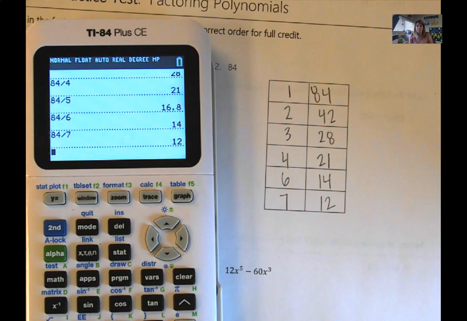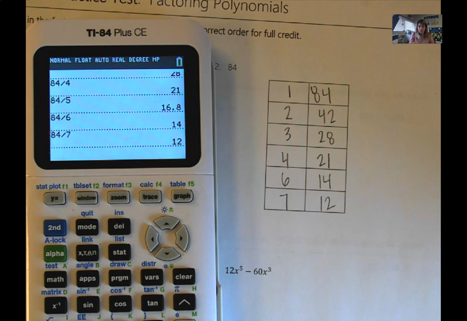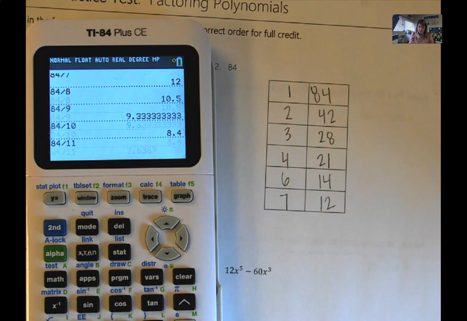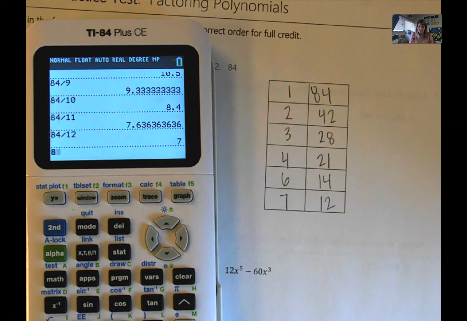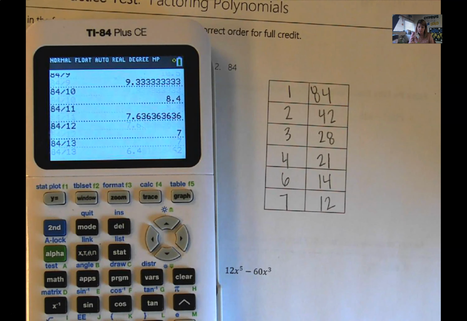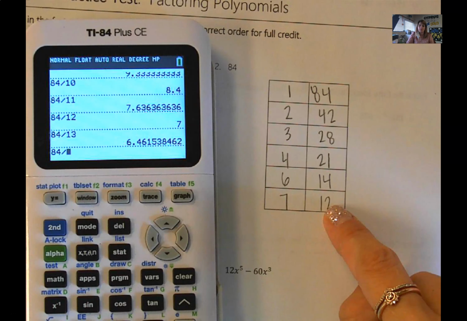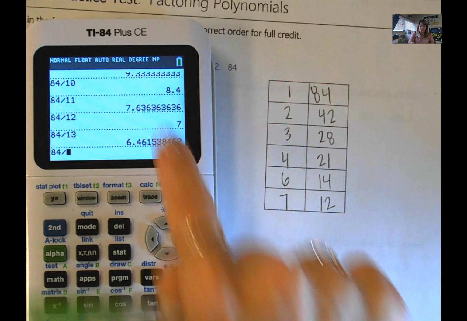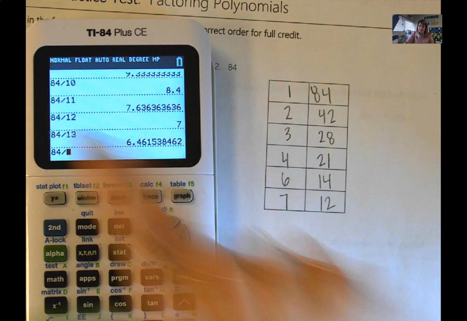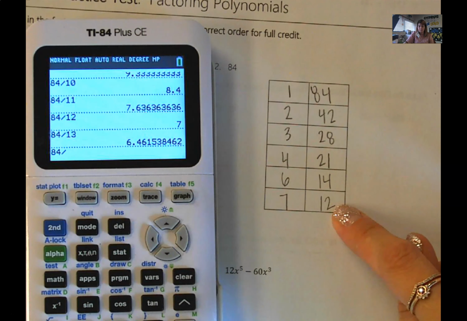And because I'm out of boxes, I know that it's all the way done. Otherwise, I would go 84 divided by 8. That doesn't work. 84 divided by 9, 84 divided by 10, 84 divided by 11, 84 divided by 12, 84 divided by 13, oh, I could have stopped at 12. I could have stopped at 12 because I already had that written down.